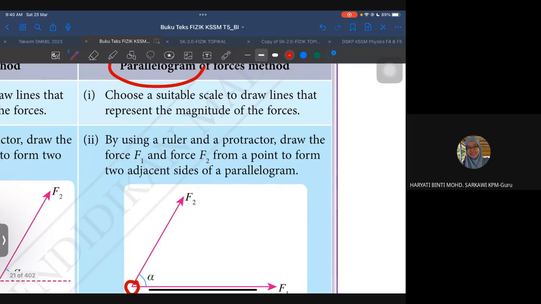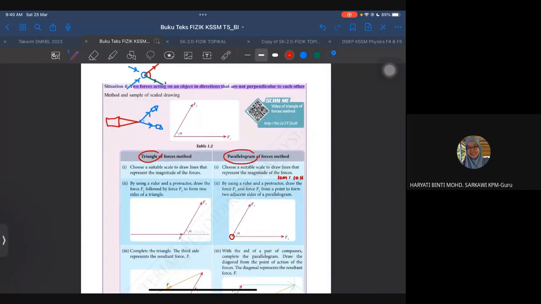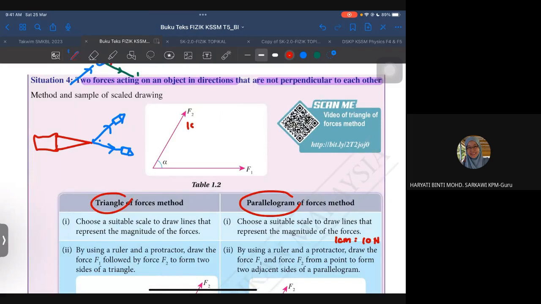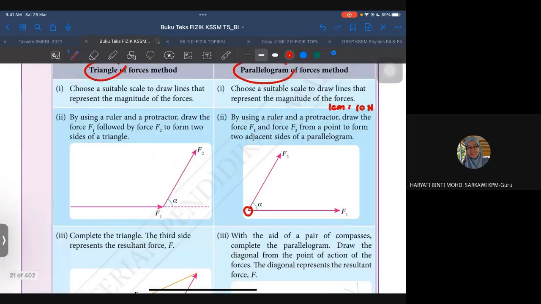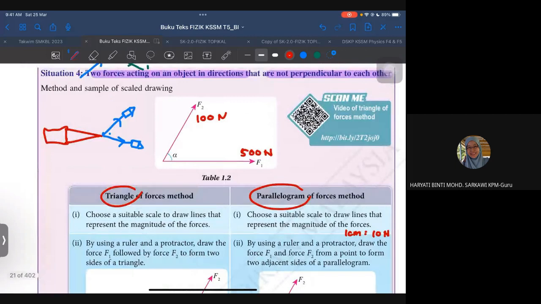Let's say, just like just now, 1 cm equals maybe 10 Newton. It depends on the question. Let's say they give you this as 100 Newton, and this one as 500 Newton. So you can use 1 cm, 10 Newton, or 1 cm, 5 Newton. Then the angle here must be measured accurately. Let's say this is 60 degrees. You must measure the angle accurately.